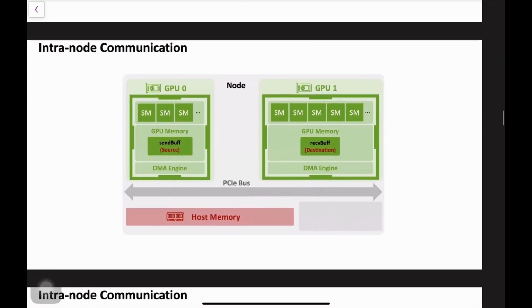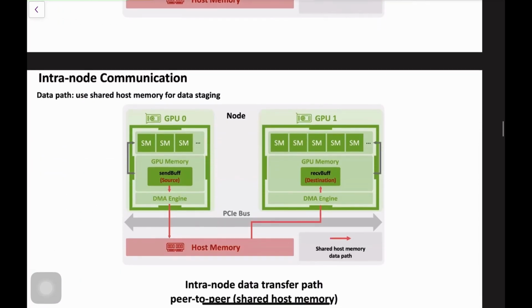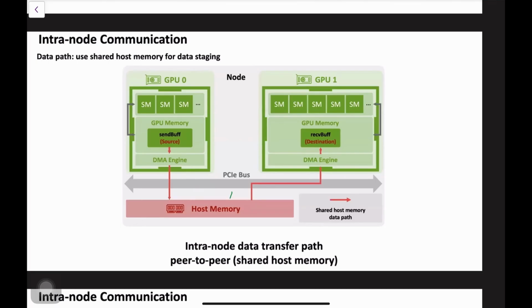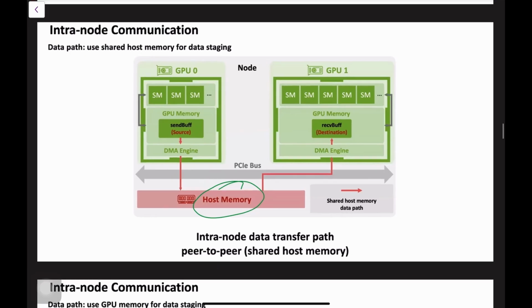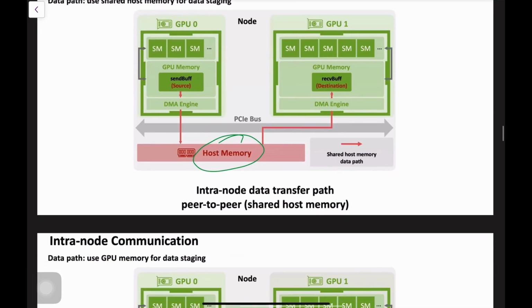Now let's look at intranode communication inside NCCL, inside nickel. Here, see the scenario where GPU 0 and GPU 1 are inside the same node, and GPU 0 has to transfer data to GPU 1. They can use the shared host memory: from the send buffer of GPU 0, it goes to host memory and then to GPU 1. This is the normal path, you could say.